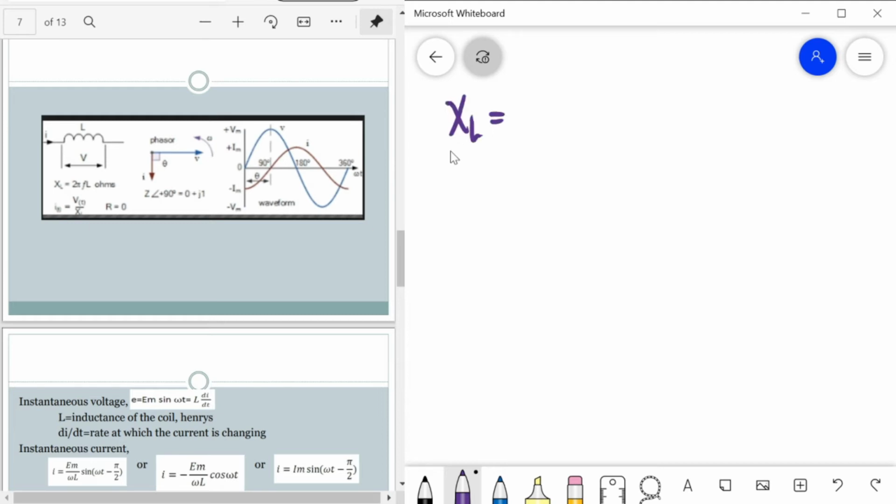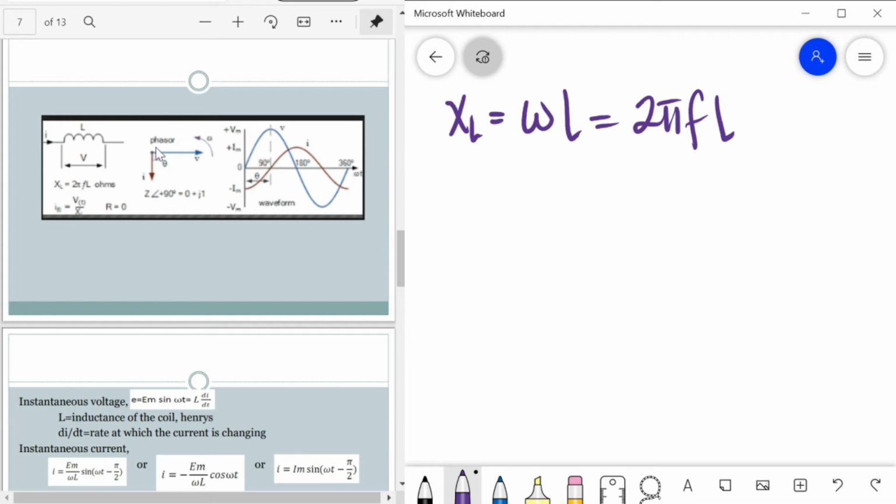XL is the inductive reactance, equal to omega L, equal to 2 pi FL. F is frequency, L is the inductance in henries. So, IT is equal to VT over XL. Here we have R equal to 0 because this is a pure inductive reactance.